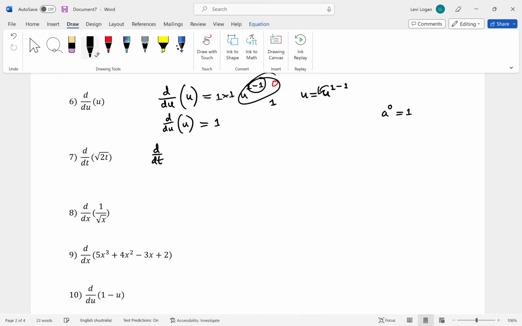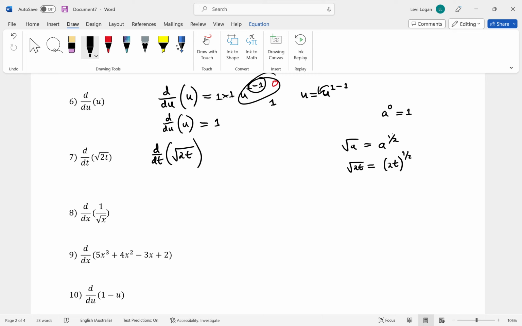dt over the square root of 2 over the square of 2t. Recall that the square root of a is the same as a to the power of a half. So we can change how this looks on the inside. The square root of 2t is the same as 2t all to the power of a half. That looks a lot easier to differentiate, doesn't it?